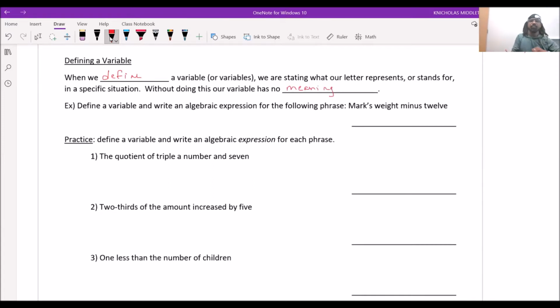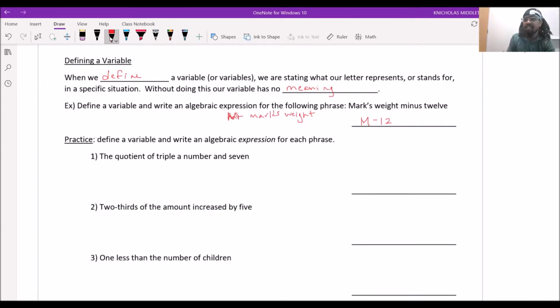Okay, and that will bite us later if that happens, especially as we're solving problems where we're trying to find meaning. So define a variable and write an algebraic expression for the following phrase: Mark's weight minus 12. A lot of people would say x minus 12. That works out. I am not married to the letter X, so I like to use a bunch of different letters. M minus 12, because later on I'm like, well, why did I use M? Oh yeah, M stood for Mark's weight.